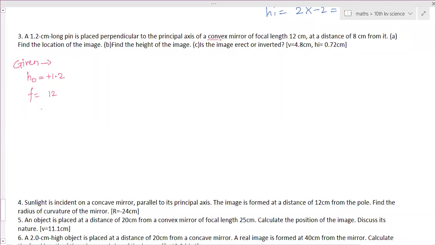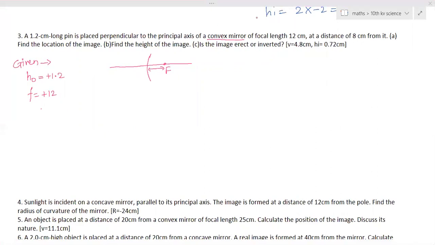Which mirror is this? Convex. Convex mirror. Focus on left side or right side? This is a convex mirror, so the focus is on the right side. So focal length we are measuring on the right hand side. Positive or negative then? Positive.